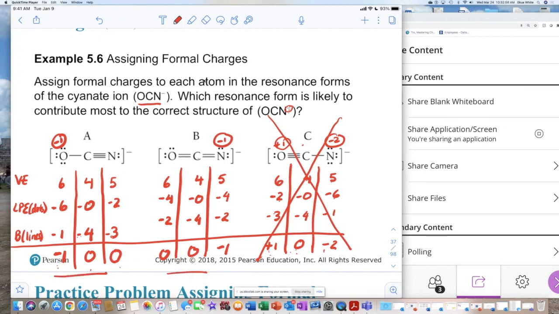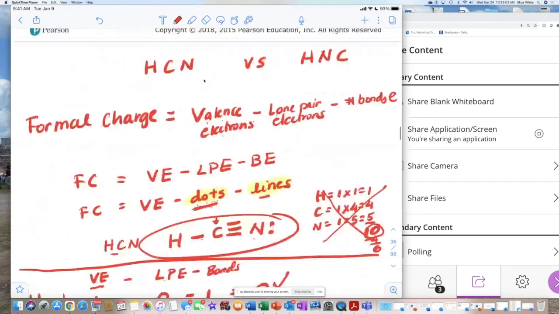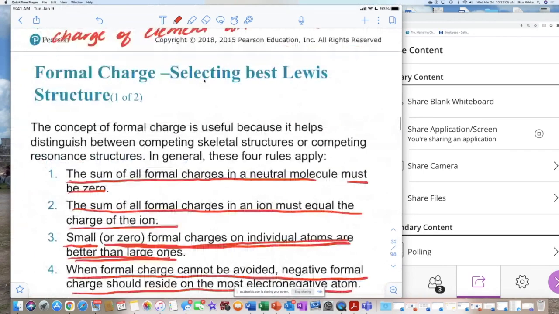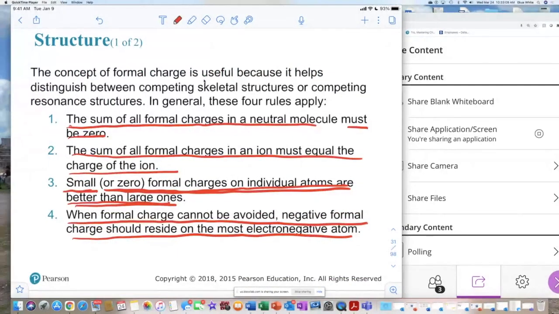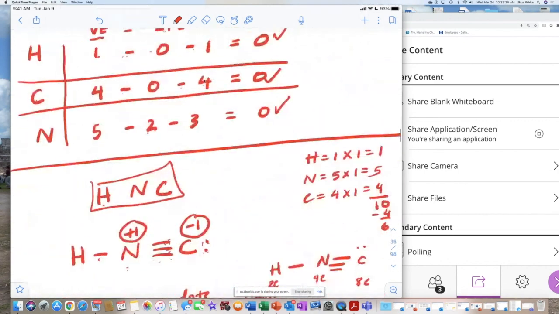So now we have these two to compete. I want to go back and look at the rules. What do the rules say? Once again, you want small or 0 formal charges on individual atoms, and these are better than having large ones. So A and B both have formal charges. It says here, when the formal charge cannot be avoided, the negative formal charge should reside on the most electronegative atom. So let's find out which is most electronegative.